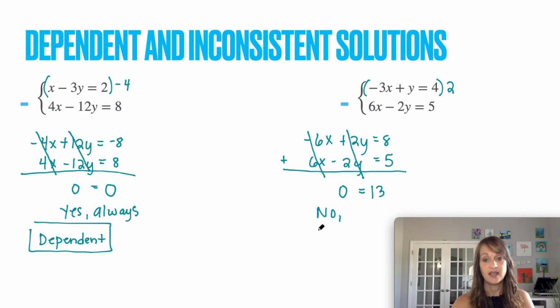No, never. No matter what x and y you attempt to plug in, you can never get these two lines basically to cross. If you were to graph these two lines, they would actually be parallel lines that never cross. So that is why the answer to this equation would be either inconsistent or no solution.